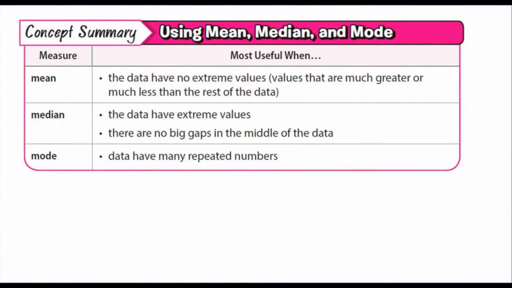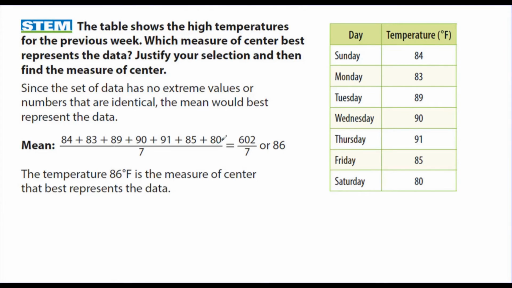So one extreme value can really pull the mean one direction, either too high or too low, and it can be misleading. So when you have extreme values, you want to use the median because it's immune to extreme values. And then the mode, it says to use that when data have many repeated numbers, but honestly, the mode doesn't really get used a lot. The mean and the median are typically going to be used about 99% of the time when we're finding measures of center. So here's an example of trying to decide, well, which measure of center should I use?